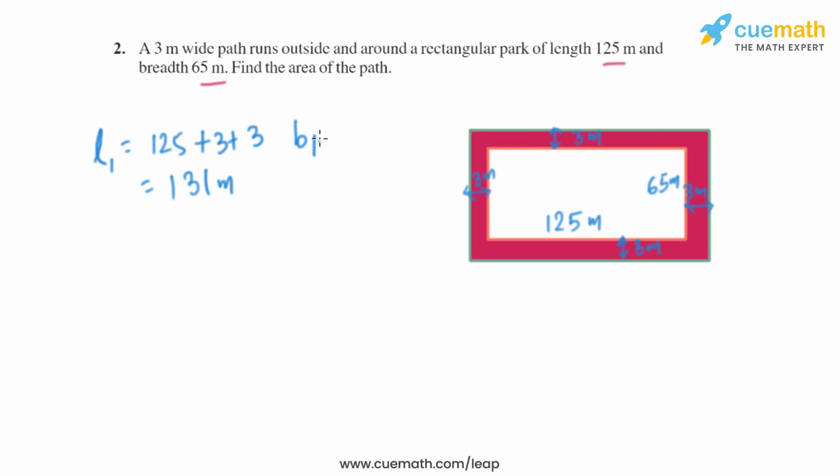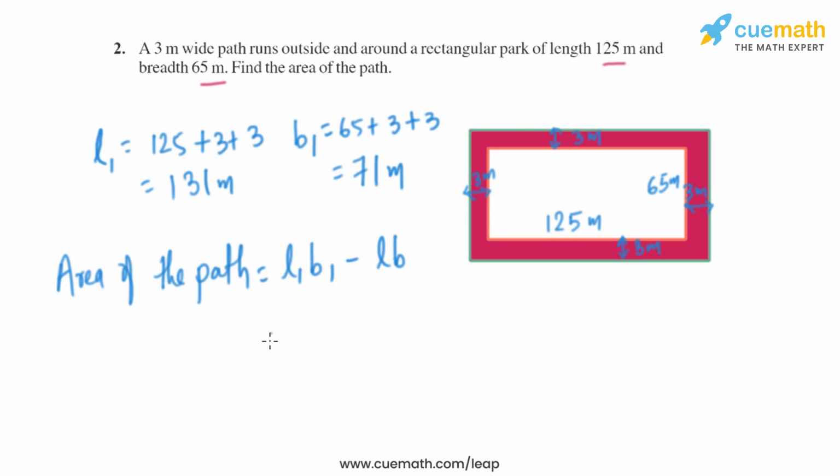Let's find the breadth of the bigger rectangle, that is 65 plus 3 plus 3. So it's basically 65 plus 6, which is same as 71 meter. So that is the length and the breadth of the outer rectangle or bigger rectangle. Now the area of the path is basically area of outer rectangle minus area of inner rectangle.